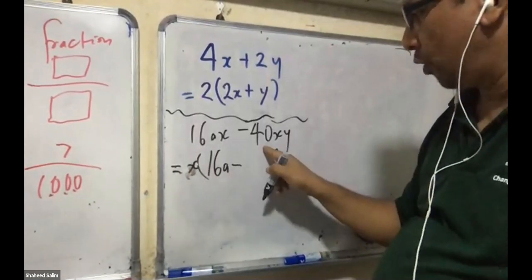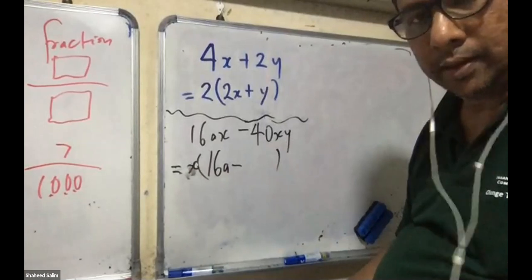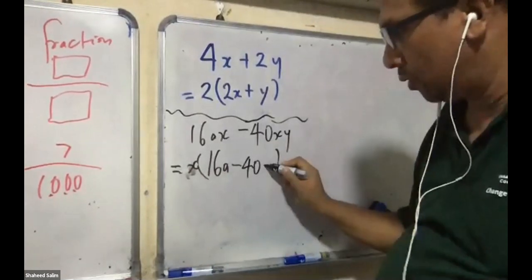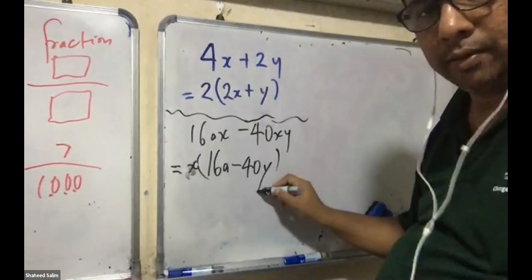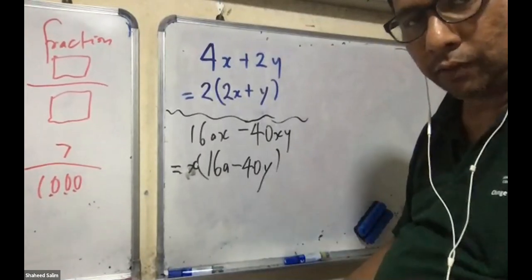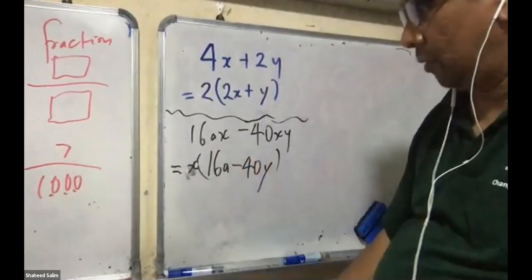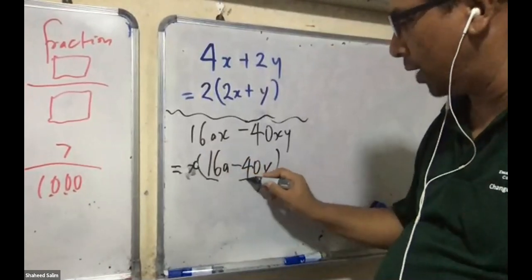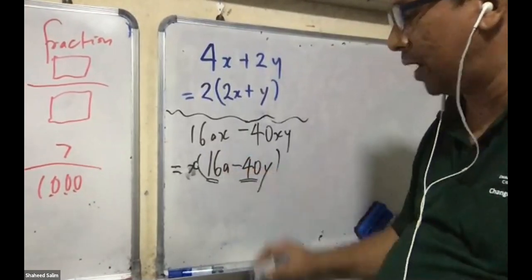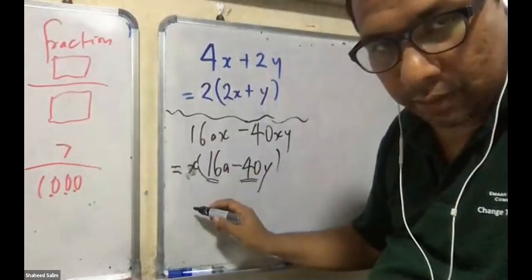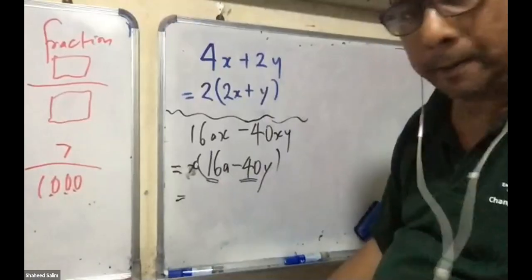x times what equals 40xy? 40y, right? Are you confused? No. Okay, so now you can still take out things from here. What's the biggest number both of them can be divided by? 4. Bigger than that? Bigger than that?